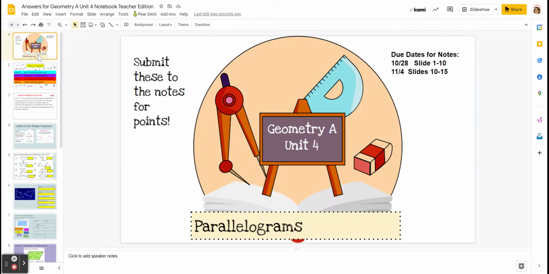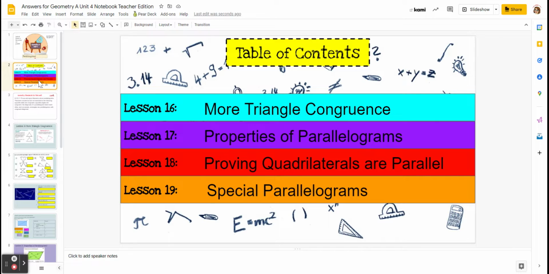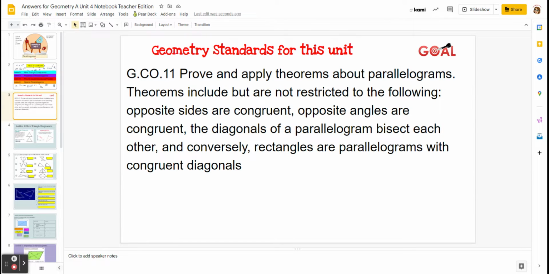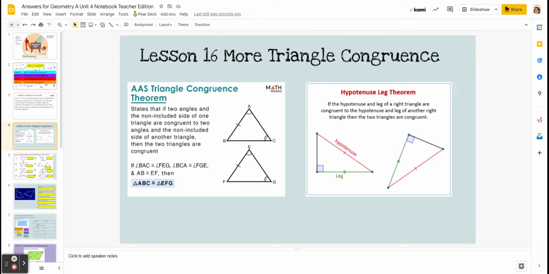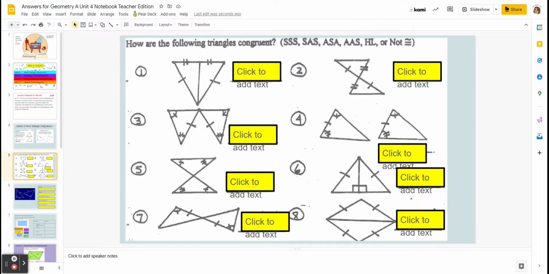This is the Unit 4 notebook. We are looking at slides 1 through 10 in this video. You can see we're doing some more triangle congruence, properties of parallelograms, quadrilaterals, and special parallelograms. So it looks like the first one we talk about is again the triangle congruence, the two new shortcuts we have. And then we have this practice problem here on slide 5. How are the triangles congruent?